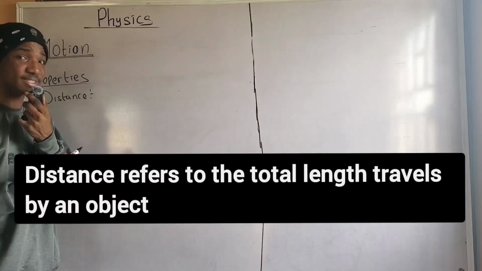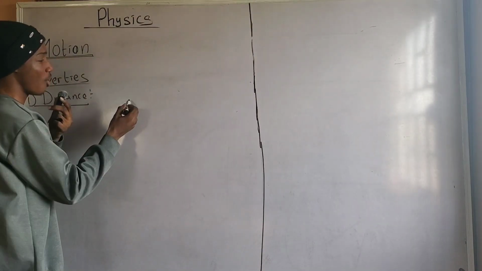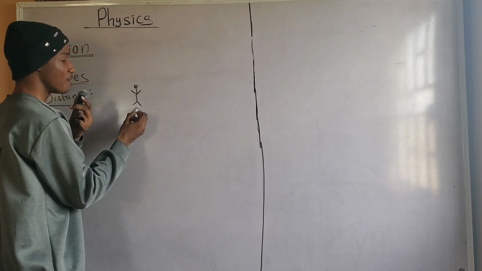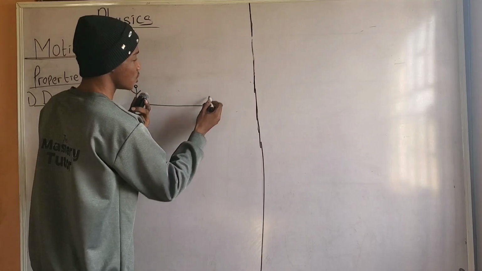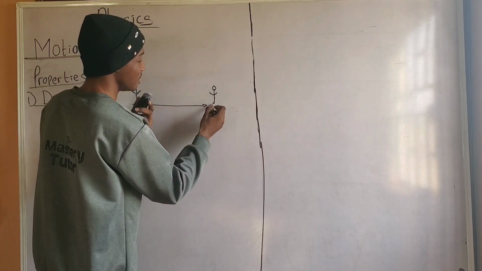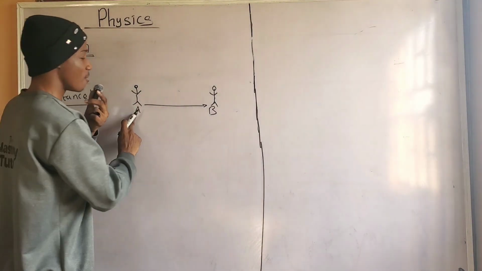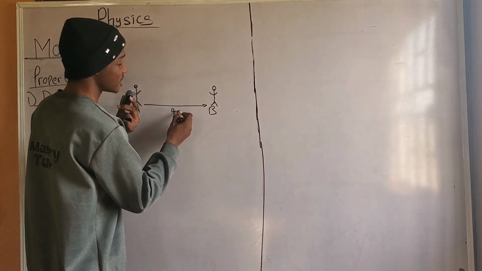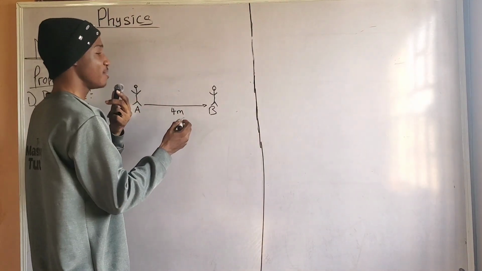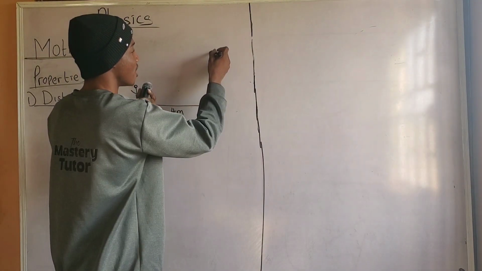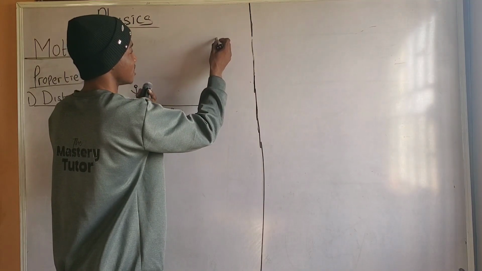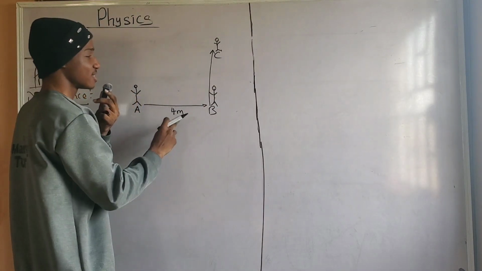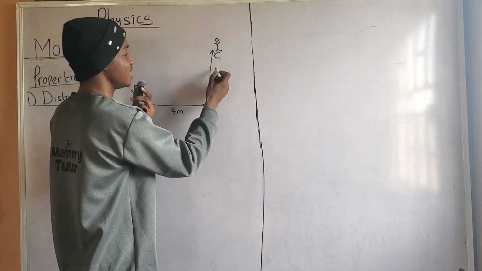Please pay attention. Let's say we have a boy here. The boy moved from point A and travels to point B. Let's say from point A to point B, the distance traveled by the boy is 4 meters. And then the boy moved from point B to another point C. Let's say the distance that the boy covers from point B to point C is 5 meters.